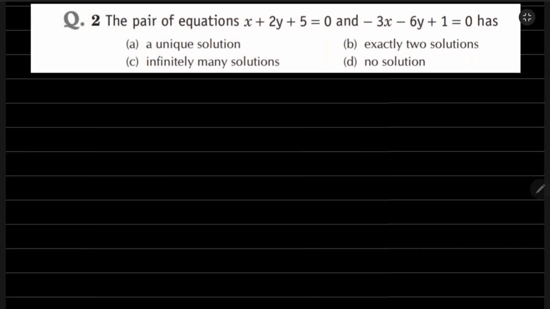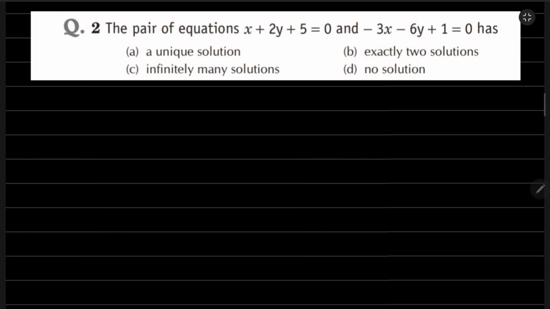Yes, here the question is, the pair of equations, you are given 2 equations, has a unique solution, exactly 2 solutions, infinitely many solution, or no solution. So first of all, from the equation you can write, what is the equation? X plus 2y plus 5 equal to 0 is the first equation. The second equation is minus 3x minus 6y plus 1 equal to 0.